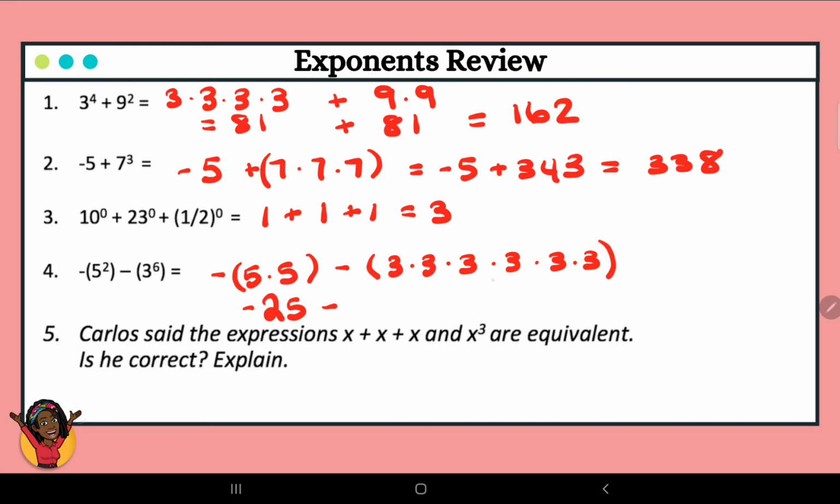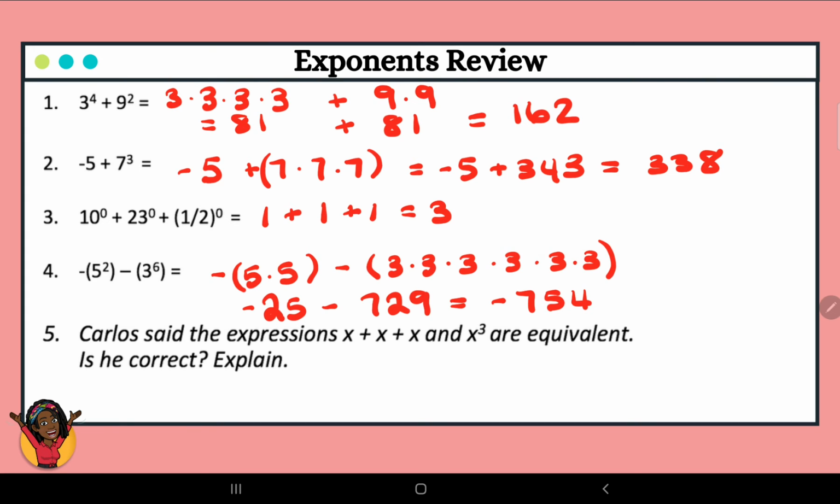3 to the 6th power is 729. Here I'm working with my integers, so I have same signs. I'm going to add those and keep the sign. So that gives me a final answer of -754.